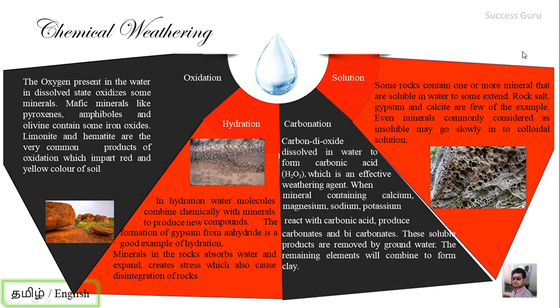The next one is carbonation, in which carbon dioxide dissolves in water to form carbonic acid, H2CO3, which is an effective weathering agent. When minerals containing calcium, magnesium, sodium and potassium react with carbonic acid, they produce carbonates and bicarbonates. These are soluble in groundwater and are removed. The remaining products combine to form clay. So clay is the ultimate product of chemical weathering, and this is how it is formed.